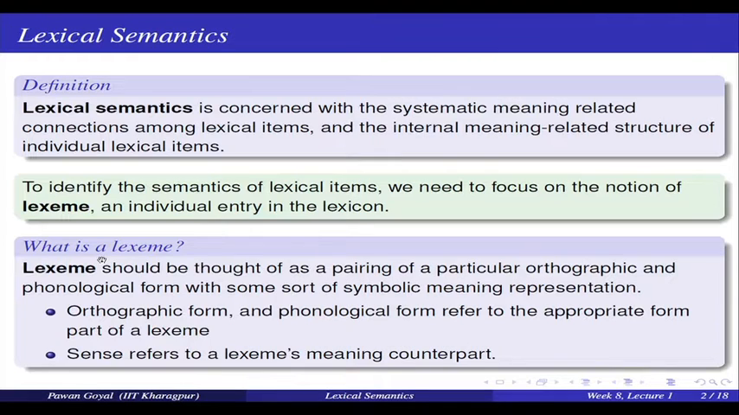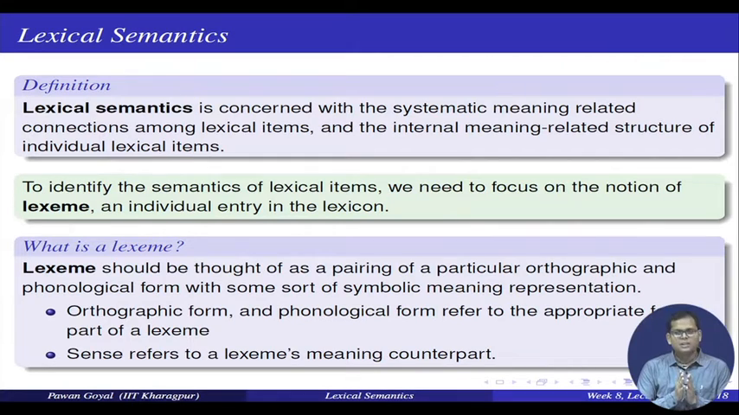So I can think of a lexeme as a pairing of some orthographic and phonological form, that is how you write the lexeme, how you pronounce that, with some sort of symbolic meaning representation. Something that might be a definition of the lexeme, or something that explains what this stands for. Orthographic form and phonological form are the form part of the lexeme, and then I have a sense part of the lexeme that talks about the meaning. If you have seen various dictionaries, that's how the entries are also defined.